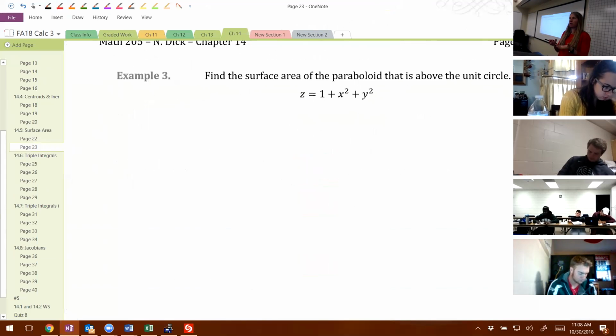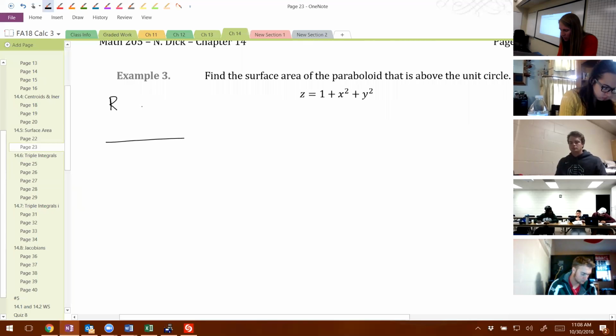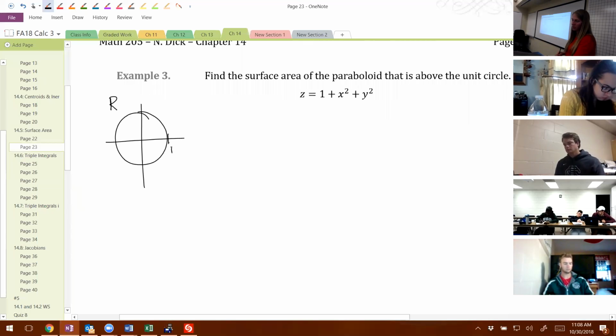This parabola, if you look at a graph of it, is going to be shifted up 1 unit, and then the whole thing just opens up. That's just x squared plus y squared moved up 1 unit. And so if we're talking about this thing above the unit circle, we can basically picture what that looks like. I'm still going to go back and graph that region because that's just what I do. So there's that region of integration that we are working with.